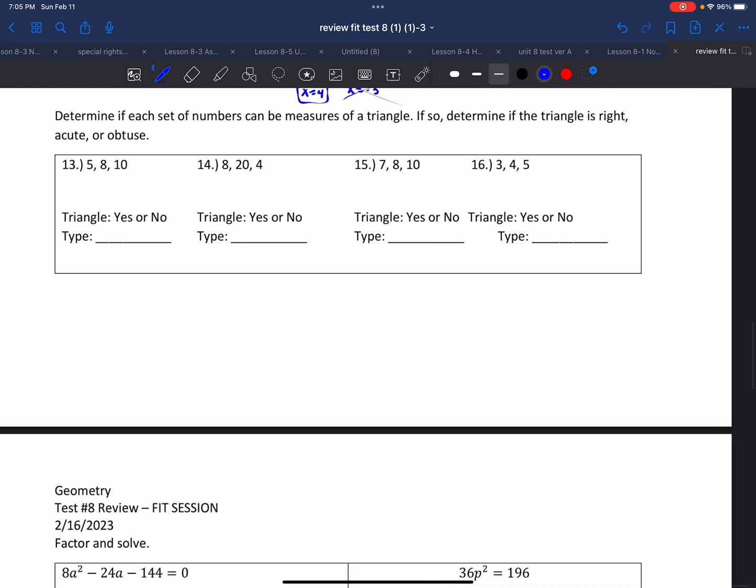Determine if each set of numbers can be measures of a triangle. If so, determine if the triangle is right, acute, or obtuse. 13, 5, 8, and 10.